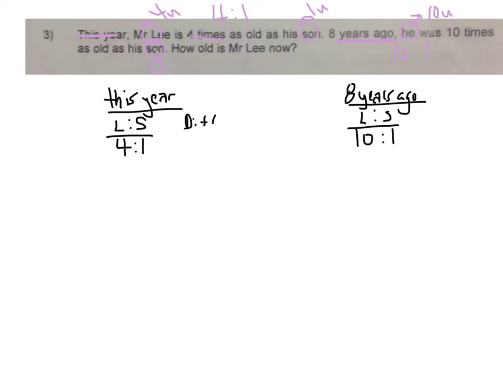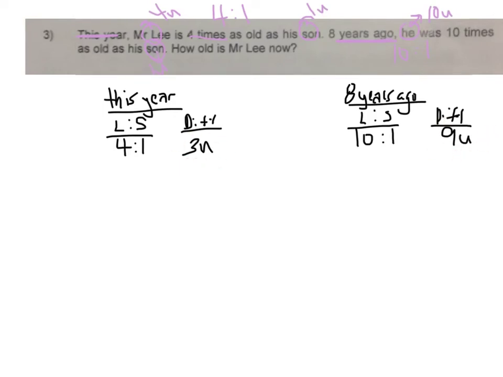So just now as I was saying, the difference will always be the same for age. Now children, please remember to always write the title so that you remember what you are doing, because there are a lot of numbers going on. You have to write the title so that you exactly know what kind of steps you're writing and what that means. So in this case, for this year, 4U minus 1U will give me 3U. And for 8 years ago, 10U minus 1U will give me 9U.